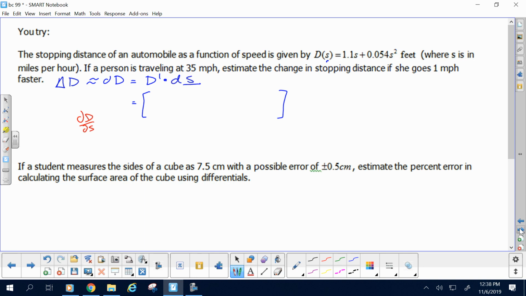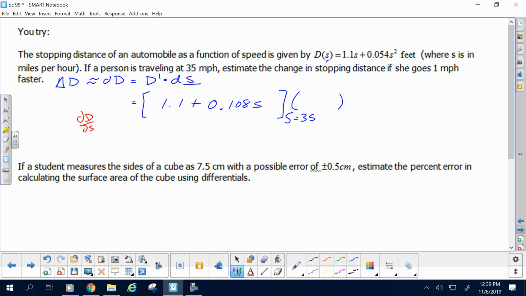So for this one, when we get to d prime of s, do we evaluate at 35 or 36? No, the original. Always the original. Just like your tangent line would always be drawn at the starting point and go to the new point, the derivative is always at the original. It's always the original.